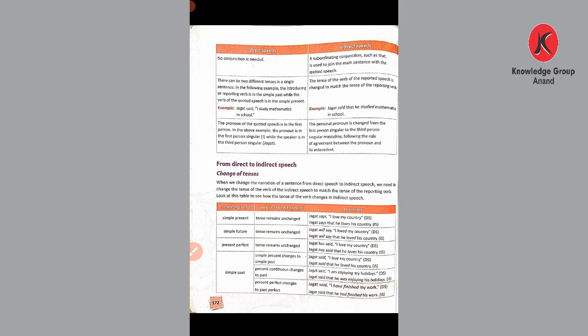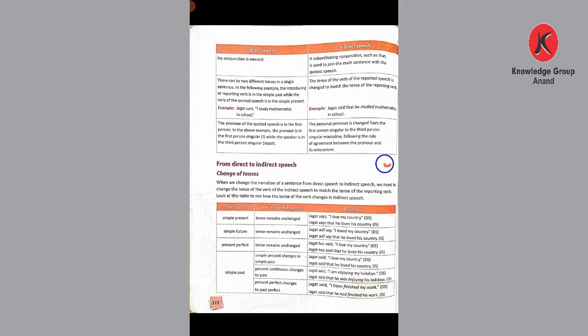Now let us go through this point: from direct to indirect speech, change of tenses. Here, dear students, a beautiful table is given about how to change from direct to indirect speech according to the tenses. Simple present tense remains unchanged. Simple future also remains unchanged. Present perfect tense also remains unchanged.